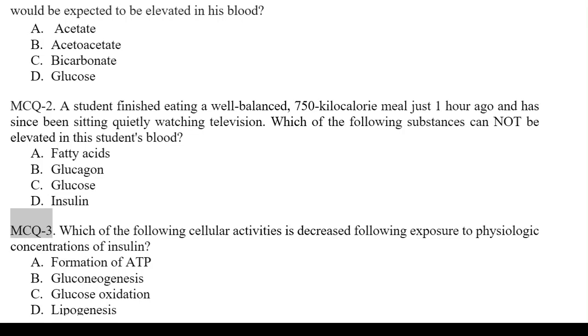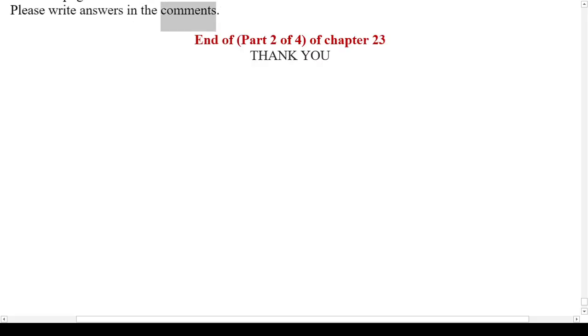MCQ 3. Which of the following cellular activities is decreased following exposure to physiologic concentrations of insulin? Formation of ADP, gluconeogenesis, glucose oxidation, lipogenesis. Please write answers in the comments.